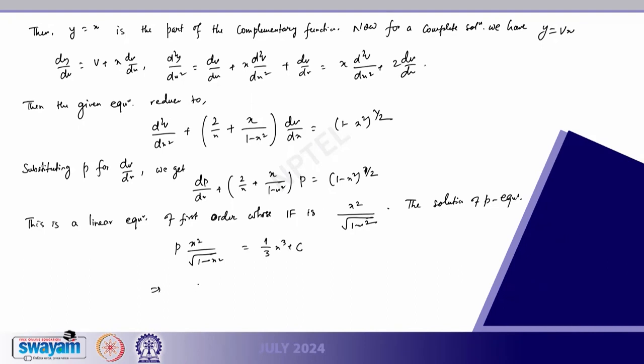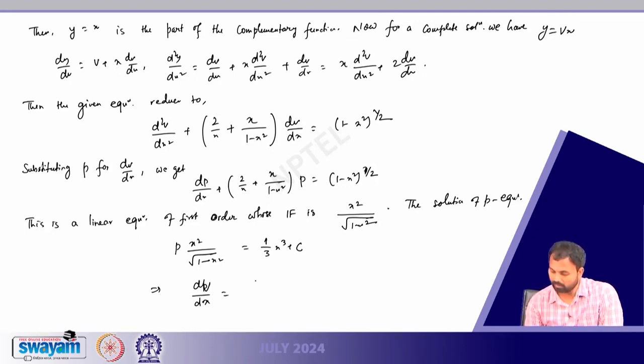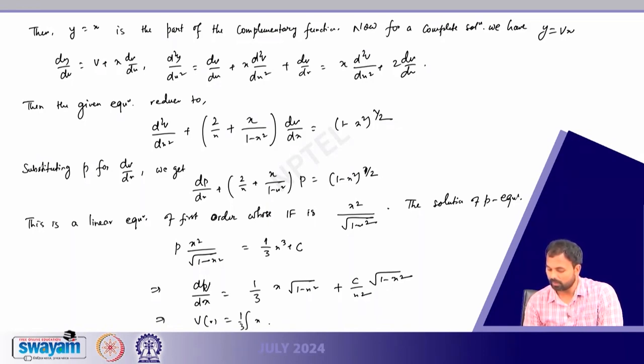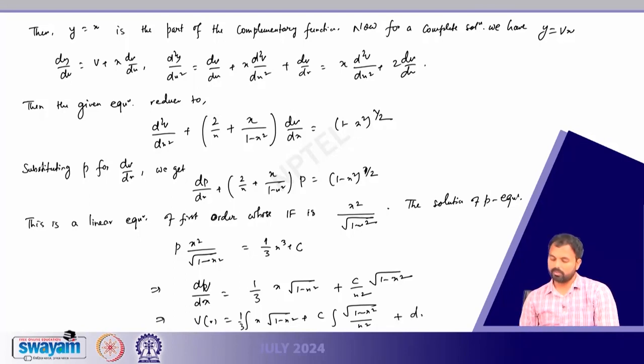From here we can write dv by dx equals 1 by 3 x squared square root of 1 minus x squared plus c, divided by x squared into square root of 1 minus x squared. Now we integrate again. So this will be v on the left hand side, and on the right hand side it will be 1 by 3 x square root of 1 minus x squared plus c square root of 1 minus x squared by x, plus some constant d. So this is the required v. Now the solution will be u into v.